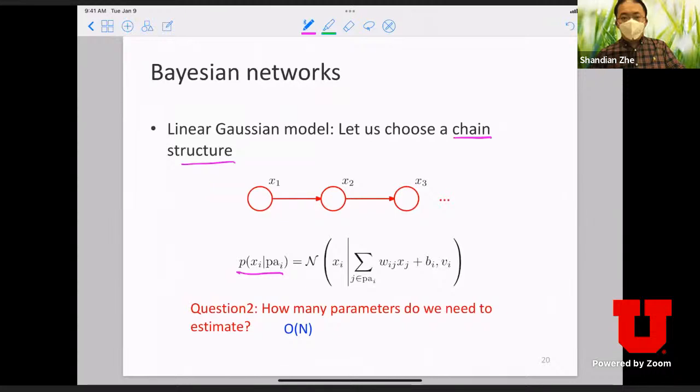Again, it is a linear Gaussian model. So xi conditioned on its parent is a Gaussian, with mean a linear combination of its parent plus some bias term, and variance vi. Now, because each node only has one parent, each conditional distribution is parameterized by O(1) parameters. So I have n variables, and your total number of parameters is O(n). It's linear in the number of variables. So you can see the model structure is much reduced and simplified.